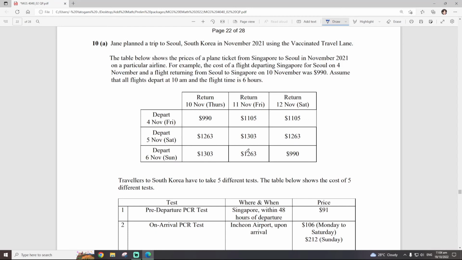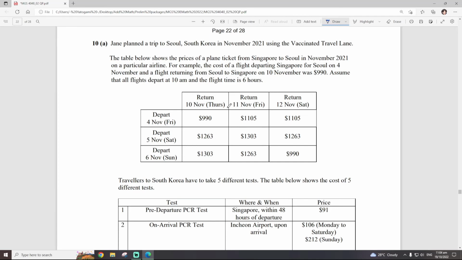Okay, so we've come to the real world context, which is another financial one. I believe many of the schools are spotting that this year's real world context will be a financial one, because last year's one was not. Last year's one was like building bridges or something like that. So Jane is planning a trip to Seoul. We have the price of the plane ticket from Singapore to Seoul, and assume flights depart 10 a.m. The flight time is 6 hours, and Seoul is 1 hour ahead of Singapore. I don't think they want that information here though.